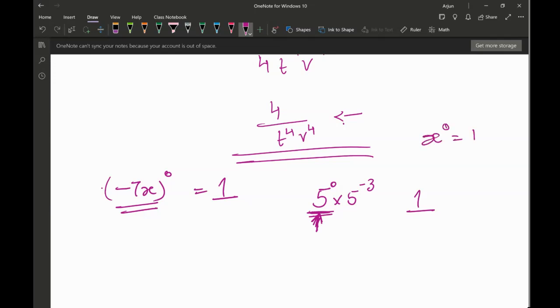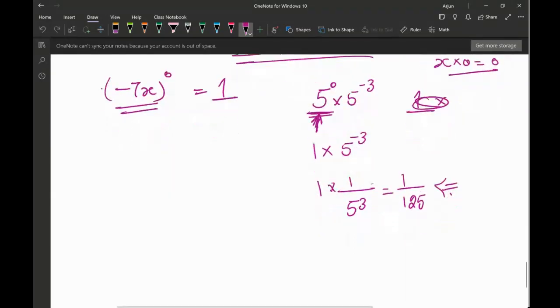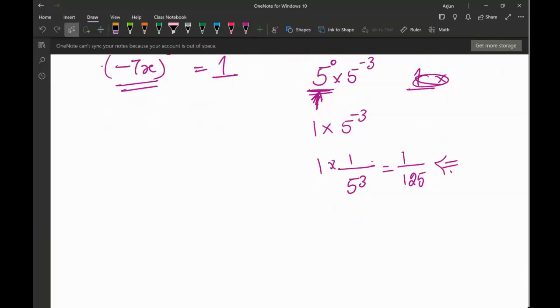So x raised to the power 0 is 1. x times 0 is 0. So these are two different things. So this will be 1 times, let's do it here, 1 times 5 raised to the power negative 3, and then this will become 1 times 1 upon 5 to the power of 3. So 1 times 1 is 1, 5 to the power of 3 is 125. That is the number you're going to get from here.